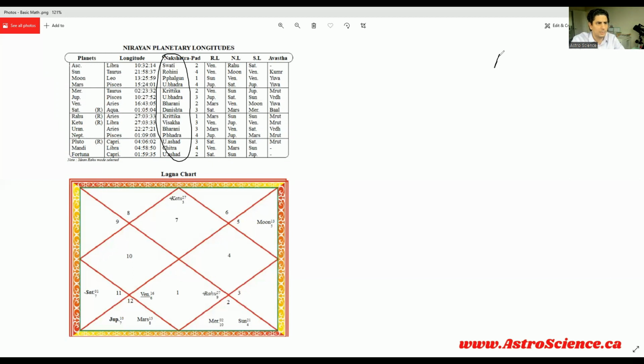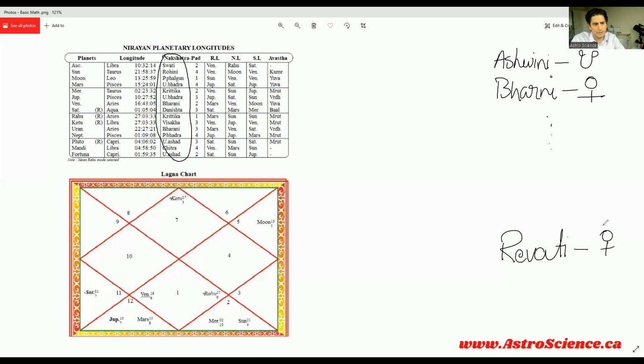The nakshatras start with Ashwini, the first nakshatra, which is ruled by the planet Ketu. Then the second nakshatra is Bharani, which is ruled by the planet Venus. And likewise, we have the last nakshatra, which is Revati, ruled by the planet Mercury. Every nakshatra is of 13 degree and 20 kala.